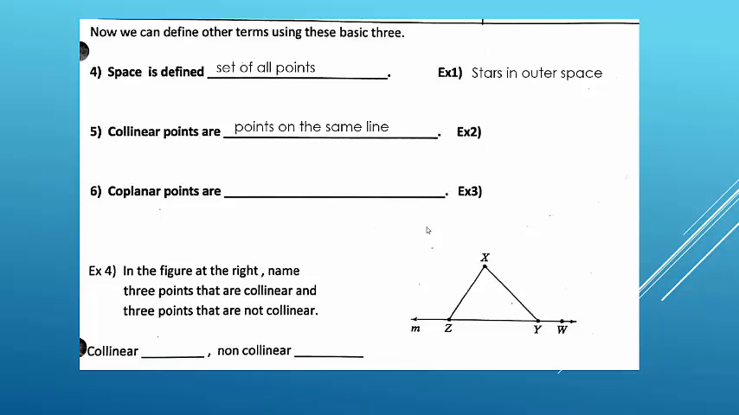Collinear means points that are on the same line. So here is a line, and you can see that all 3 of these points are on that line. So we call them collinear.